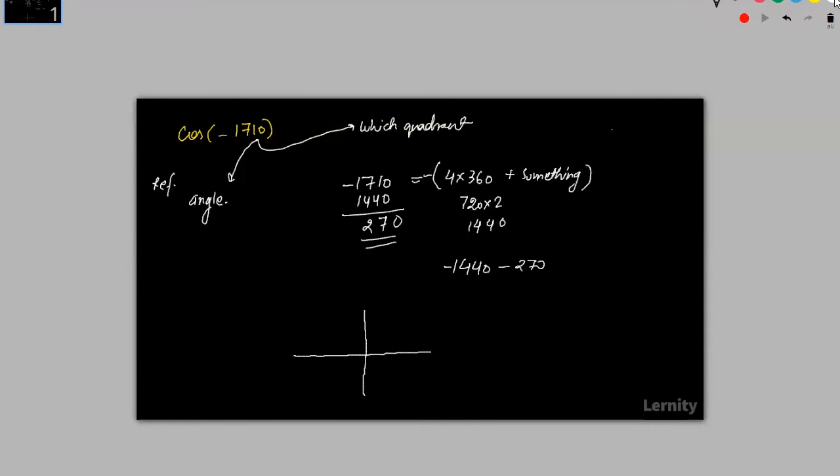1440 means four complete rotations. From here it will start rotating. One rotation is 360, then another rotation is 720, and similarly with 2 more rotations it becomes 1440. So you will be ending up at this point again, on this line again. Now we start moving 270 in the clockwise direction. This is 90, this is 180, then here it will be 270. So you will be on this line.